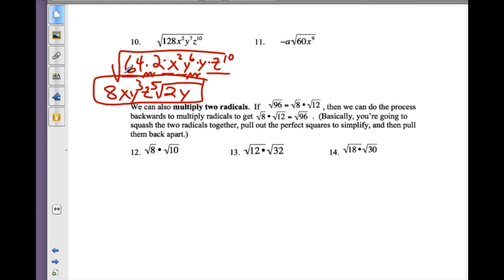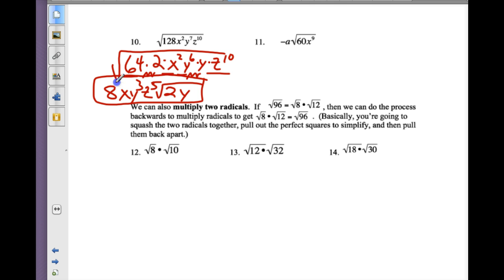So if you did 4 times 32 in the beginning, we'd have to keep going, right? This 32's got a 16 in it. Do we have to put the z in? I would think so. That's a great question.